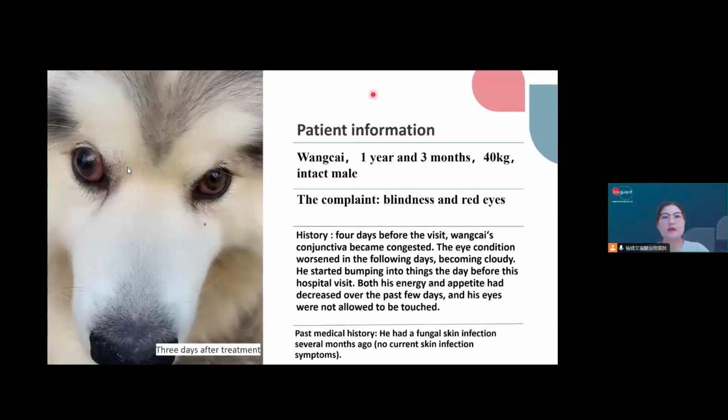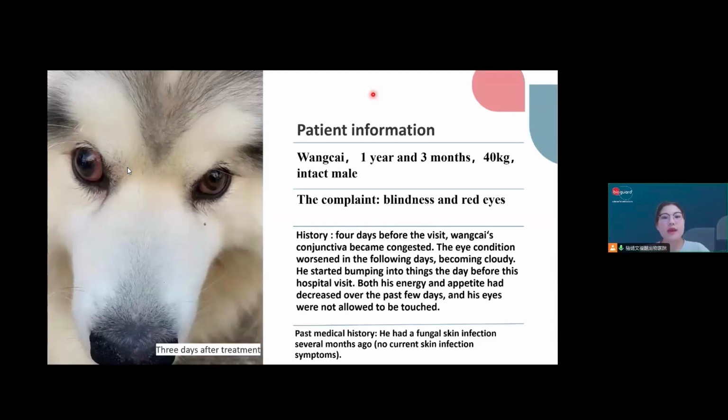Okay, now let's get right to look at this patient information. This is an Alaskan Malamute. His name is Wang Cai. He was 1 year and 3 months old, a 40 kilogram intact male at the time of his visit. And his owner complained he was blind and had red eyes.